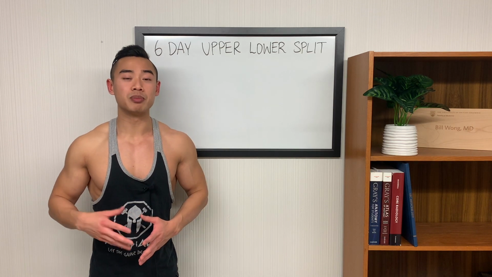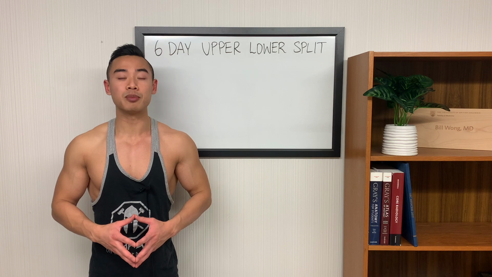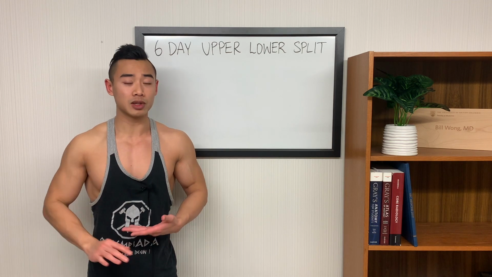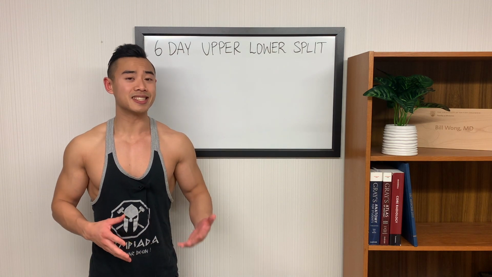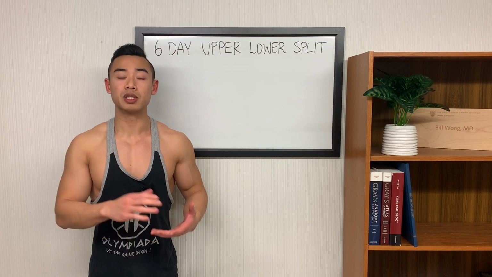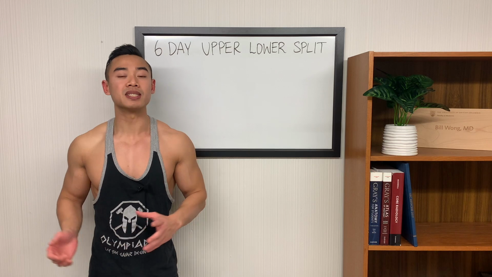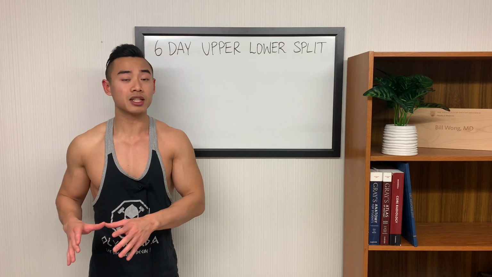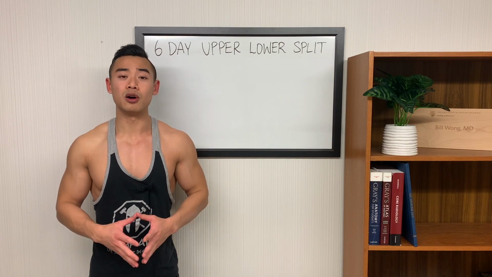The upper-lower split is a popular setup in bodybuilding where you divide your body up into your upper body muscles and your lower body muscles. When you get into 6-day splits, upper-lower gets really interesting compared to other popular splits like push-pull legs or the Arnold split, because the upper-lower split will give you a built-in 3 times per week frequency for all muscle groups.